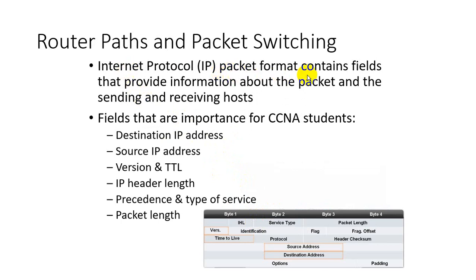The Internet Protocol IP packet format contains fields that provide information about the packet and the sending and receiving host. Fields that are important for CCNA students: destination IP address, source IP address, the version of IP, the time to live, the IP header length, precedence and type of service, and packet length.